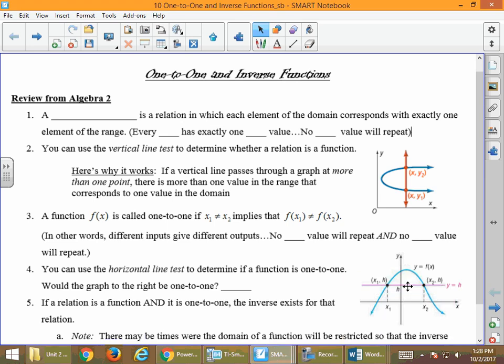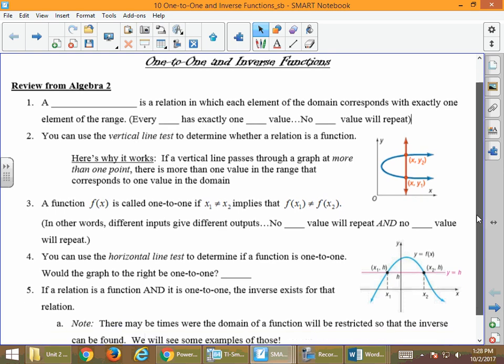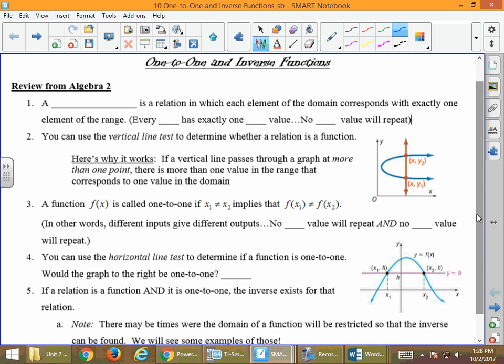Today we're going to talk about one-to-one and inverse functions. First of all, we need to go back and define what is really a function. A function is a relation in which each element of the domain corresponds with exactly one element of the range, which may or may not mean something to you.